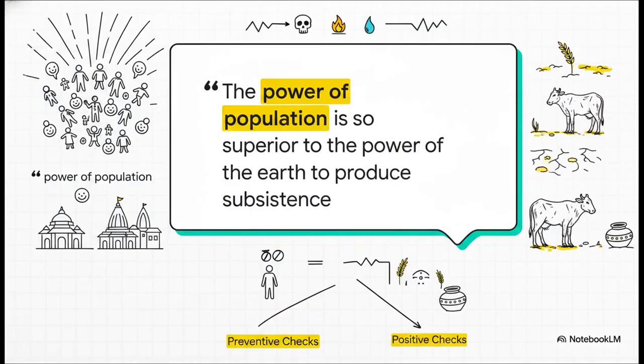Malthus genuinely believed that the power of population was vastly superior to the Earth's ability to produce subsistence. Because of this mathematical mismatch, he argued that positive checks, which is just a very academic way of saying terrible things like famines, epidemics, and plagues, were nature's inevitable way of balancing the scales. The only alternative in his mind was humans using preventive checks, like postponing marriage. He essentially stated that mass death was mathematically unavoidable unless people severely restricted their reproduction.